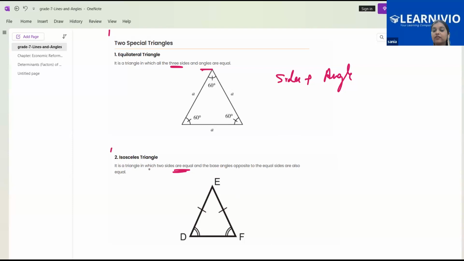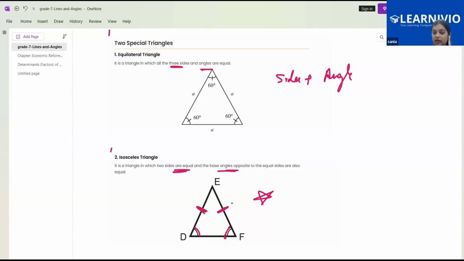Okay, then isosceles triangle: a triangle in which two sides are equal, and the base angles opposite to the equal sides are equal, right? Now remember, this is a very important property. For example, if this and this are equal, that means these two angles would also be equal. Clear? This is a property of the isosceles triangle. If the sides are equal, the opposite angles are equal.